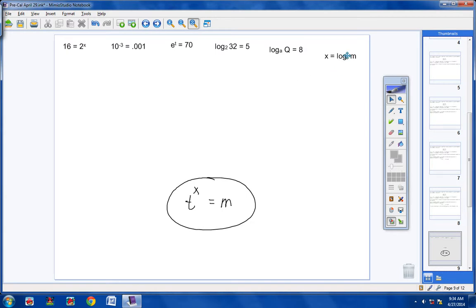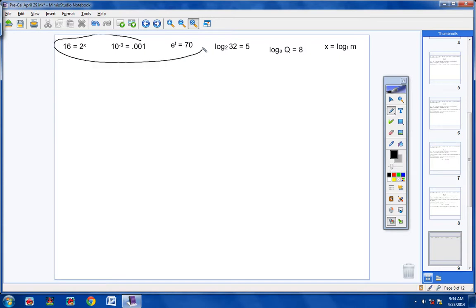So, what we just did is we took some expressions that were written exponentially like these, and we wrote them logarithmically, and then we took these expressions that were logarithms and we wrote them as exponentials.